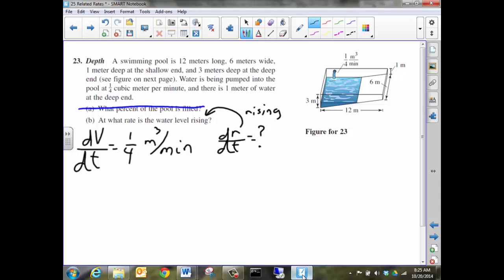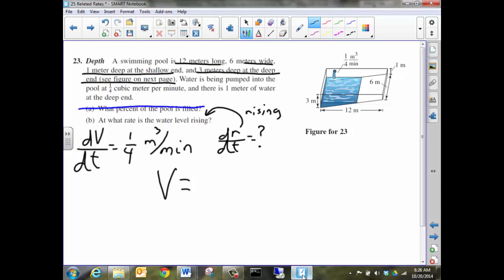So we know obviously we've got 12 meters long, 6 meters wide, 1 meter deep at the shallow end, 3 meters deep at the deep end. All of that sounds confusing to begin with here. What relationship, what are we looking for? What's our relationship that we've got going on here? We need a volume. Well, how do we find the volume of this pool? Anybody remember?